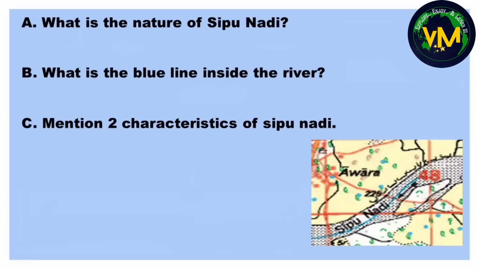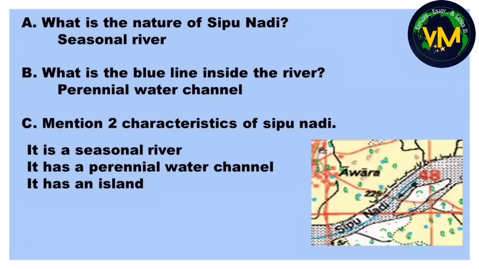Now, those who know the answer, please try to do it. Others, let's do it together. What is the nature of Sipu Nadi? Like I told, nature itself means they are asking you whether it is seasonal or perennial. So this river is in black and white, so this is a seasonal river. And what is the blue line inside the river? The blue line is a perennial water channel.